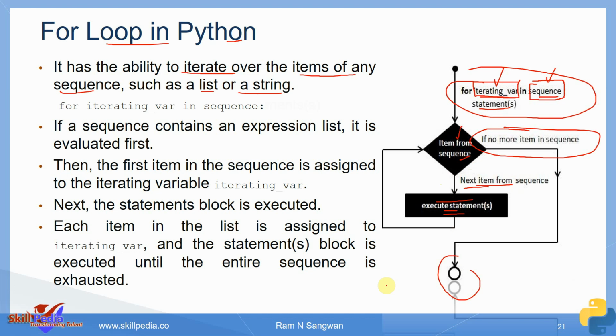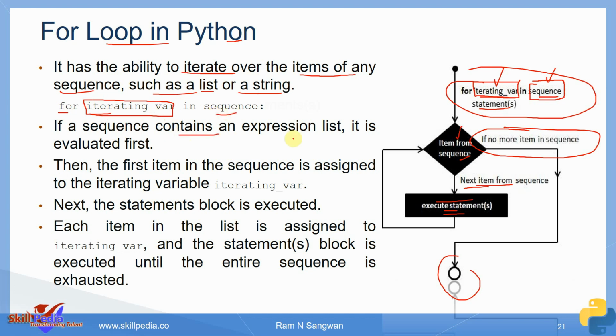So this is the best and a very clean loop, I must say, because this can never go infinite, since you are putting everything inside the sequence: what all values it can take. It has the ability to iterate over the items of any sequence such as a list or a string. The iterating variable can be any variable. You can give it any name.